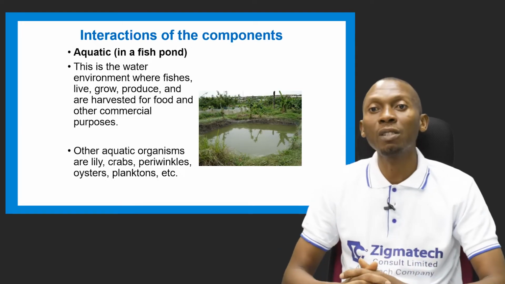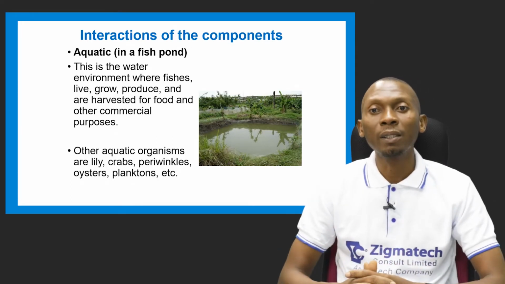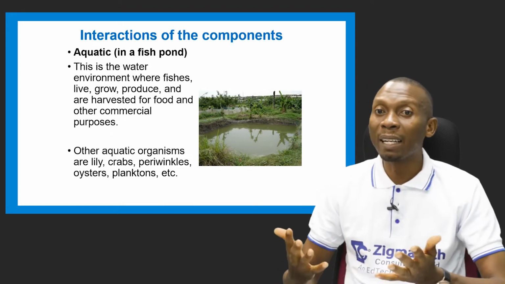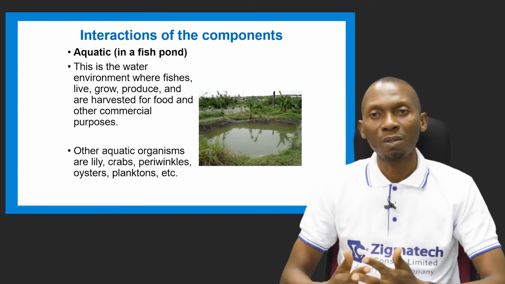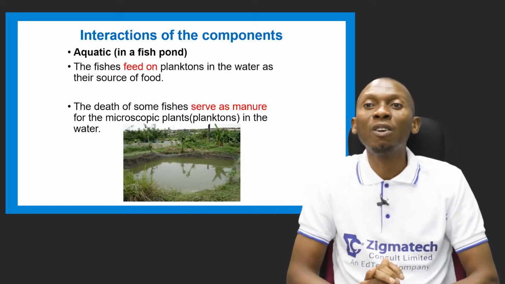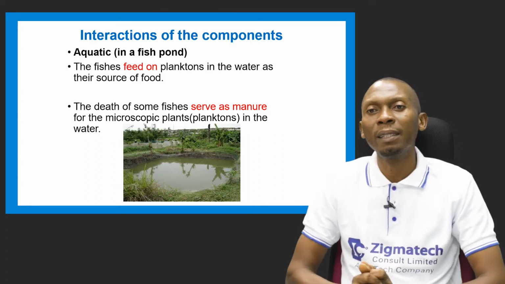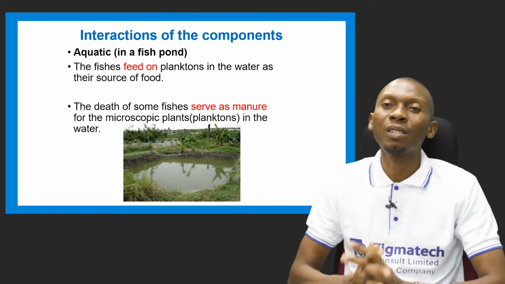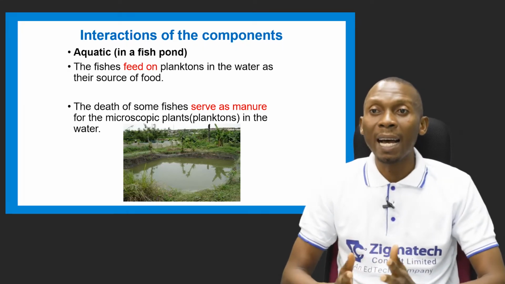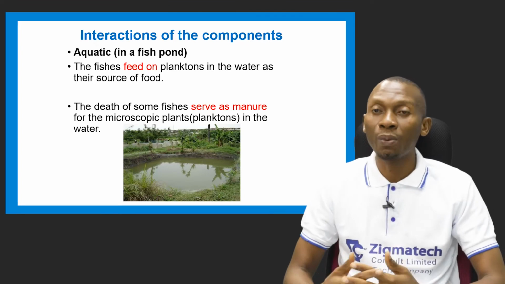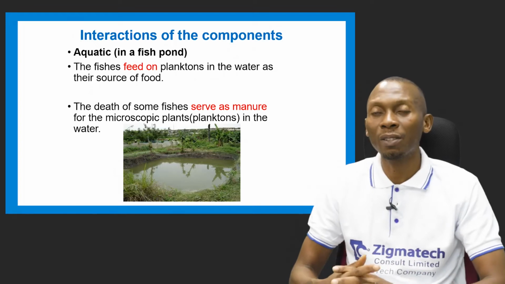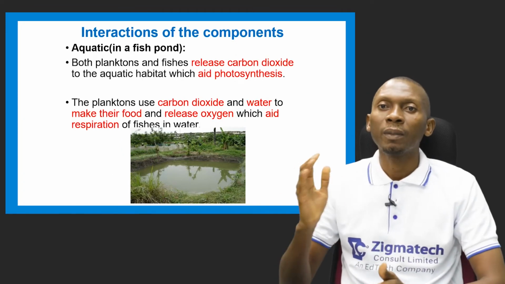And not only fishes grow in the aquatic habitat, we have crabs, periwinkles, some other planktons or oysters, to mention a few. Now, the fishes feed on planktons, which are microscopic plants, in the water as a source of their food. And when these fishes die and decompose, they serve as manure for these microscopic plants, which are planktons in the water.